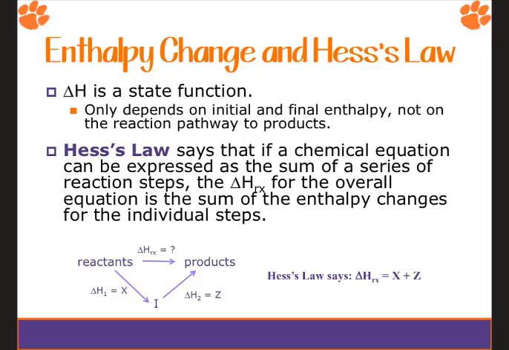so that's all we care about. So Hess's law states that if a chemical equation can be expressed as the sum of a series of reaction steps, the delta H of reaction, or the enthalpy change of the reaction, for the overall equation is simply the sum of the enthalpy changes for the individual steps. That is a mouthful, right? But all it's saying is we can go from reactants to products. If we have two steps, our enthalpy change is simply the change of the first step plus the change of the second step. That's all it is.